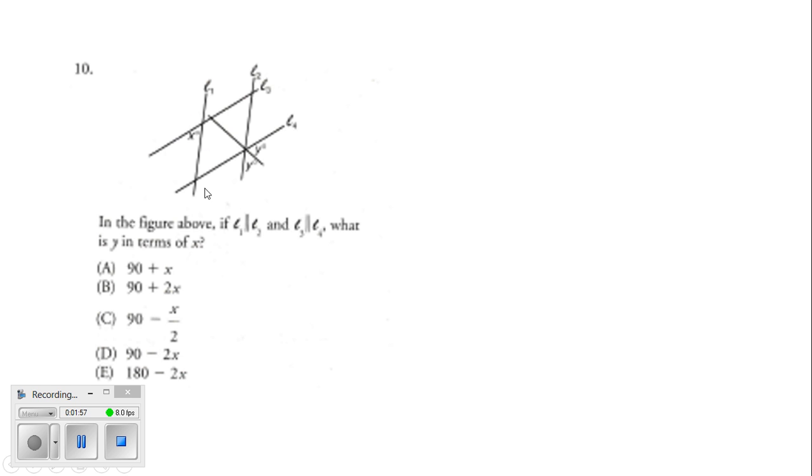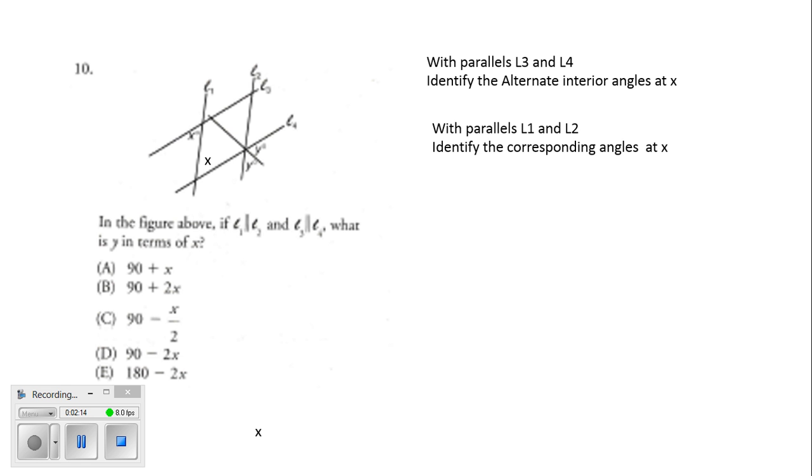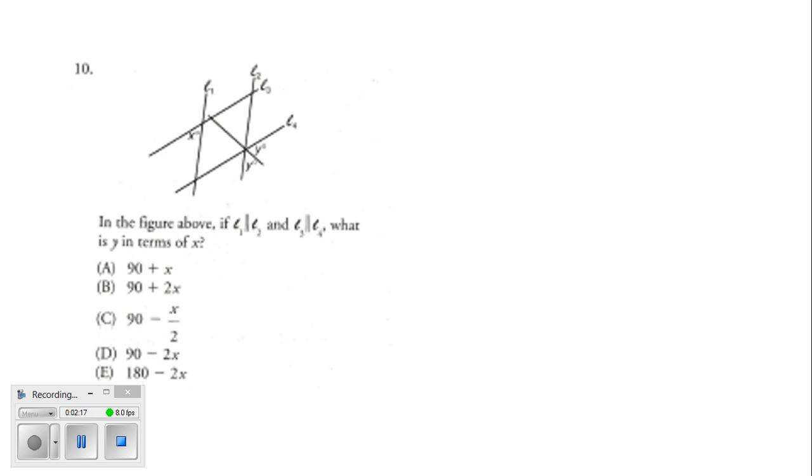L1 and L2 are parallel. L3 and L4 are parallel. Again, anytime we have those parallels, we've got to look for all those angles that are related to the parallels: the alternate interior, the alternate exterior, the corresponding, and the same side interior. So these are running a little faster than I thought, but let's take a look at it.